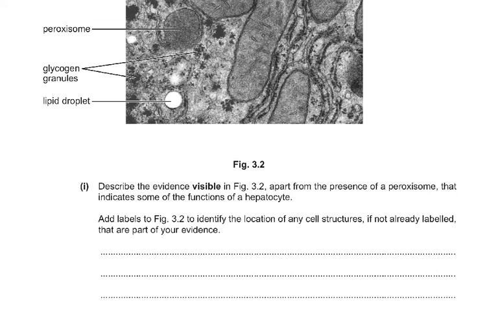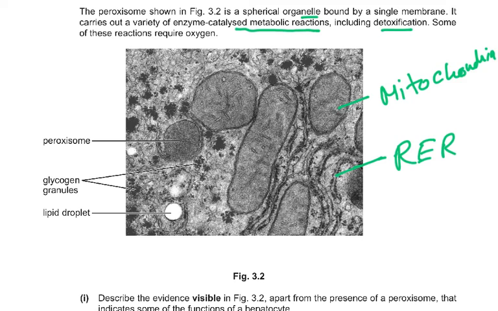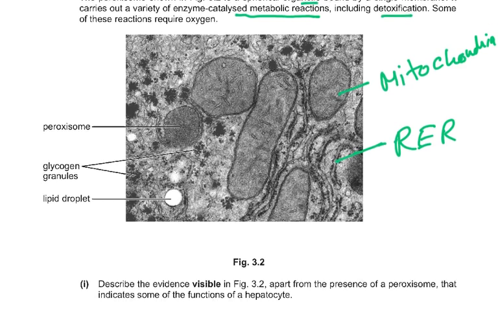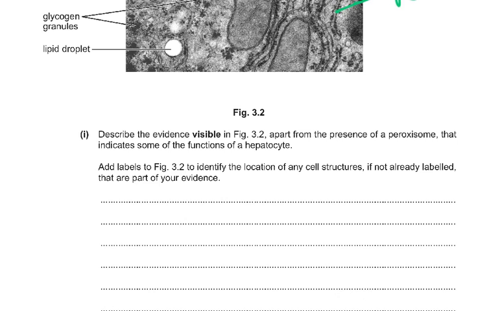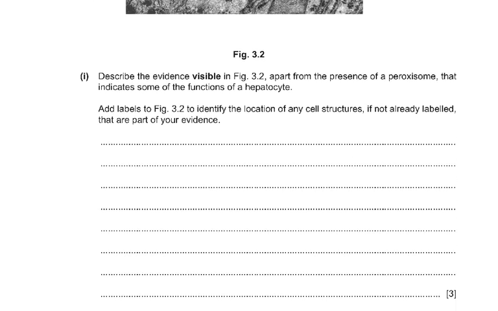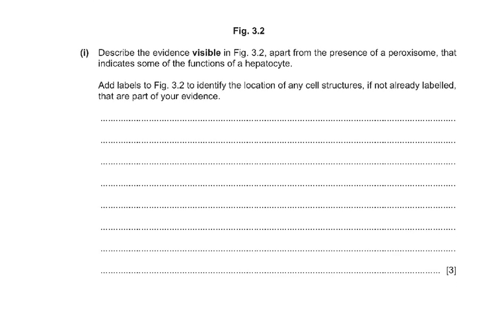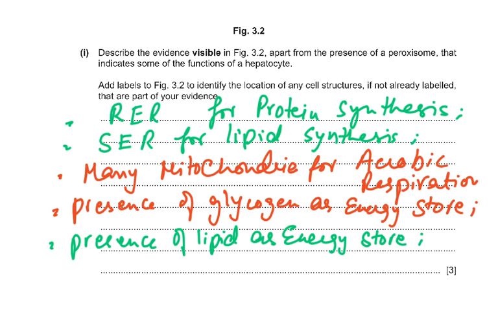Then presence of glycogen granules as energy or a glucose store. Then presence of the lipid droplets again as an energy store. So you could have labeled any of these. There's the RER and the mitochondria. So it says to label if not already labeled, and they're part of your evidence. So the RER is for protein synthesis. So all these points were available to you. For a 3-mark question, we had something like 5 mark scheme points. So any three of these would have been fine.